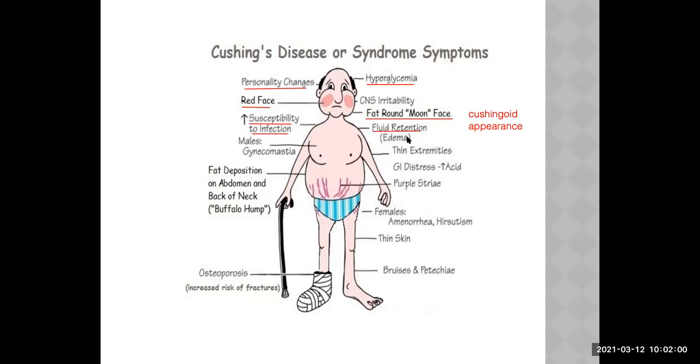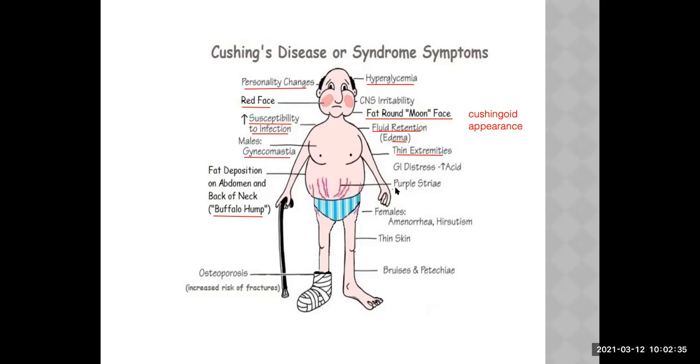There is fluid retention, which can lead to edema. Thin extremities, because fat is migrated from the extremities towards the trunk or central or truncal part of the body. In male, there will be gynecomastia. There is fat deposition on abdomen and back of the neck. On the back of the neck, around the shoulder area, there is a pad of fat deposition, and this is known as buffalo hump. Another important term in case of Cushing syndrome.